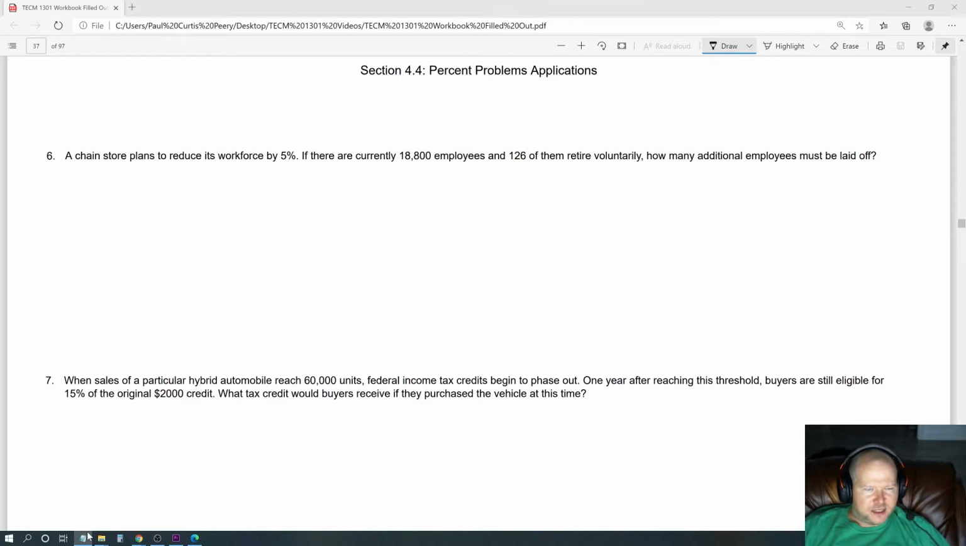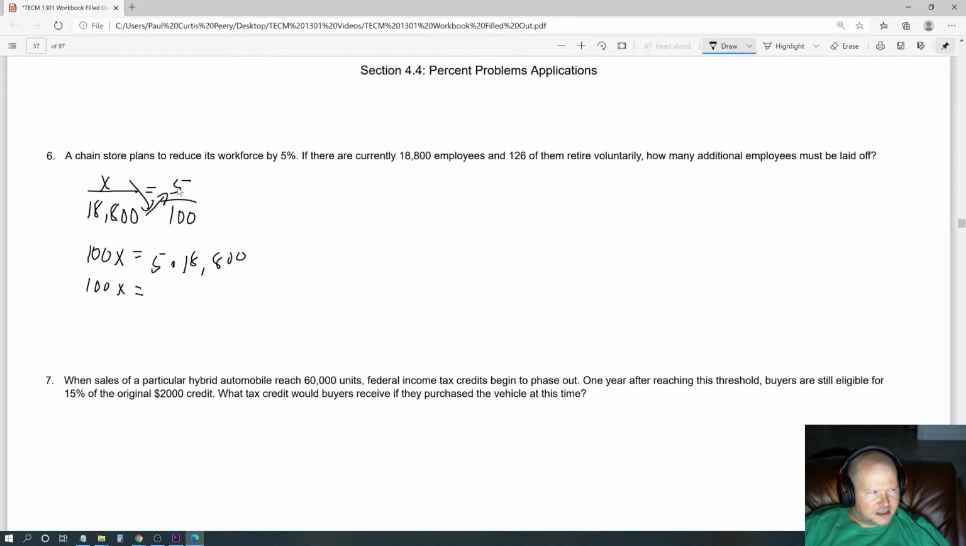Okay, so let's set this up. The part is what we're trying to find. We're trying to find part of the 18,800 employees. We know it's 5 over 100. So we cross multiply. X times 100 is 100x, and we have 5 times 18,800. And that gives us 100x is equal to 94,000.